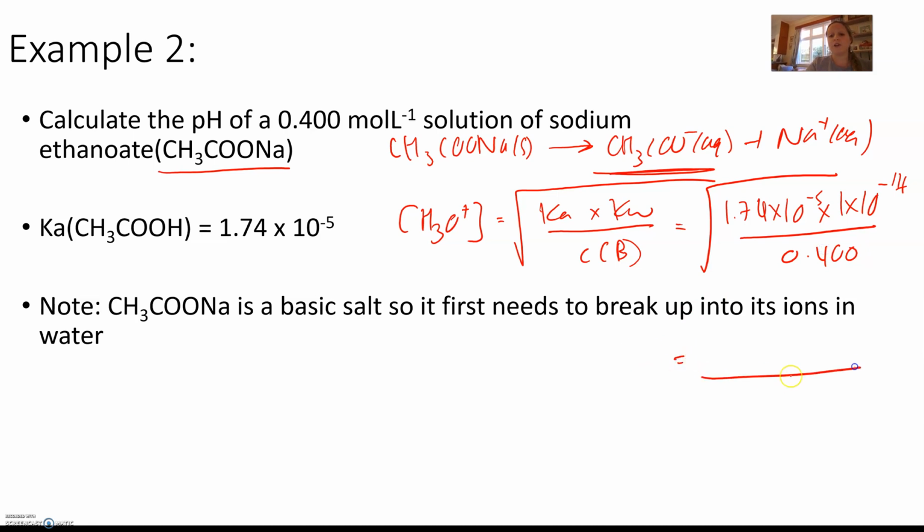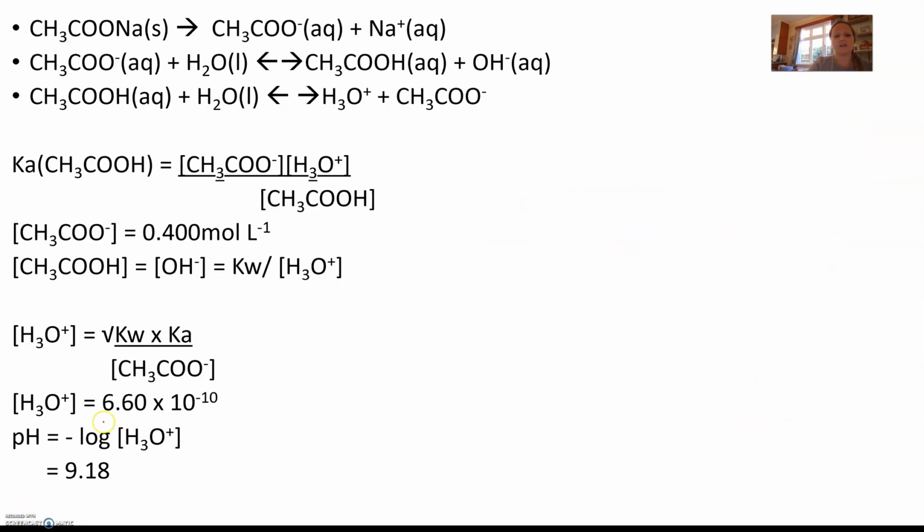And you can work out your H3O plus concentration and then negative log that to get your pH. And so the answer for that is 6.6 times 10 to the negative 10. And if you negative log that, you get 9.18. And you can see all of the working here. But as I say, you'll get to the point where you can just jump to this because it's much easier.